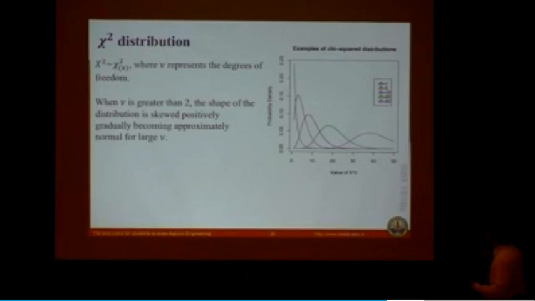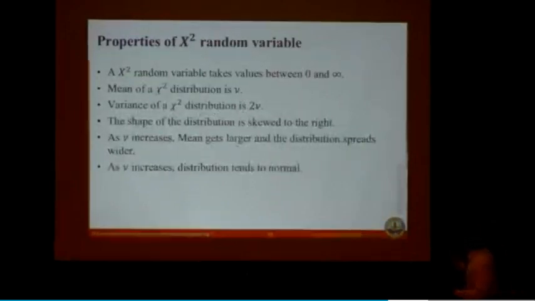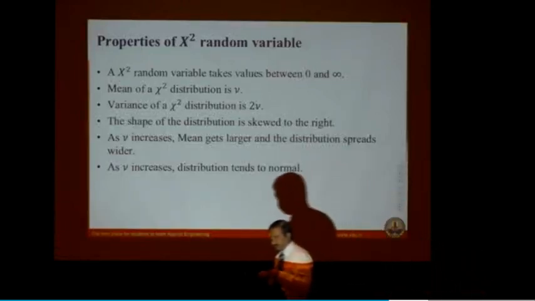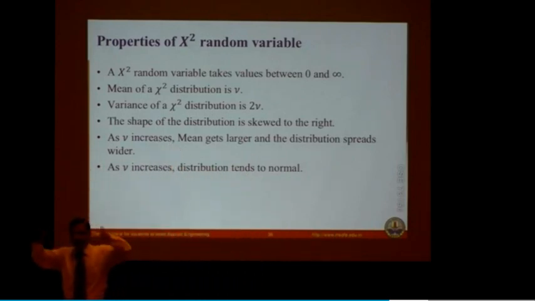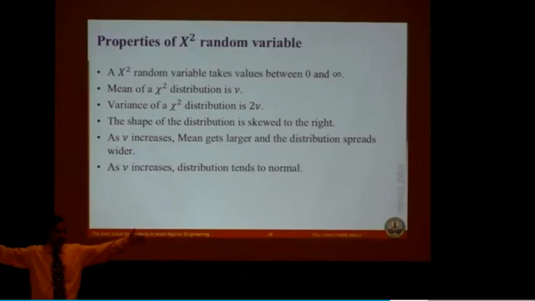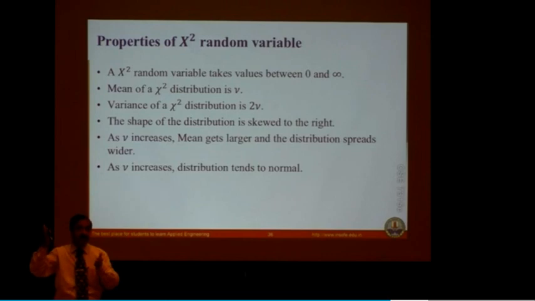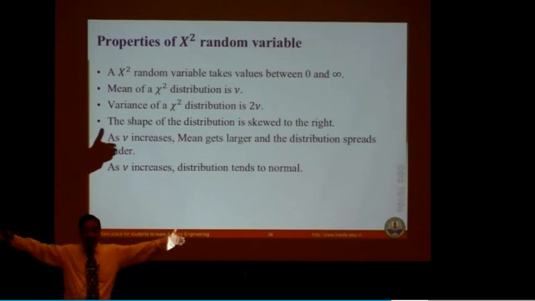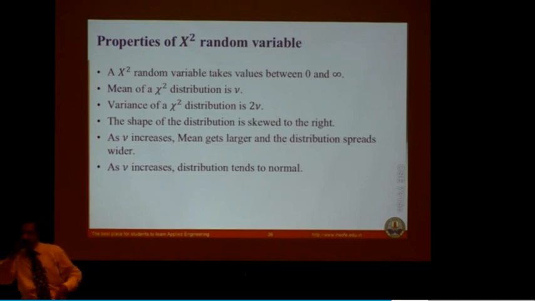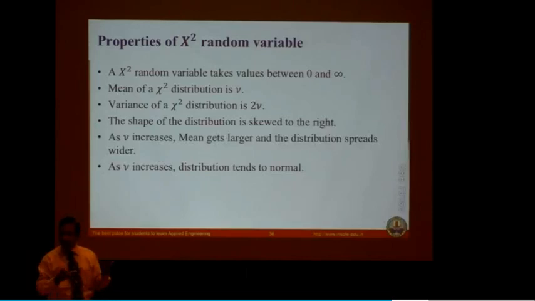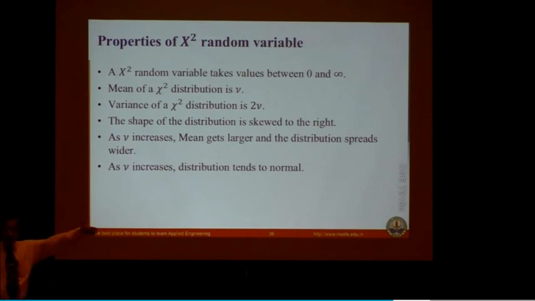So that's how chi-square is represented. Nu is the only parameter. The mean of a chi-square distribution is the degrees of freedom, and the variance is 2 times the degrees of freedom. That's the property of the chi-square distribution. So as the degrees of freedom increase, the mean shifts to the right and the variance also increases, and it starts looking very normal.